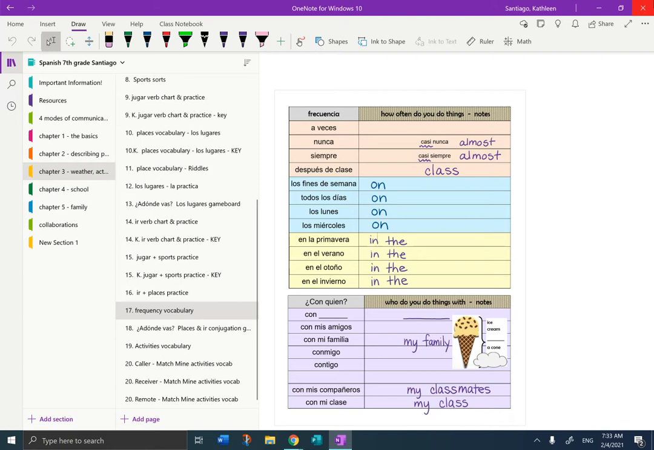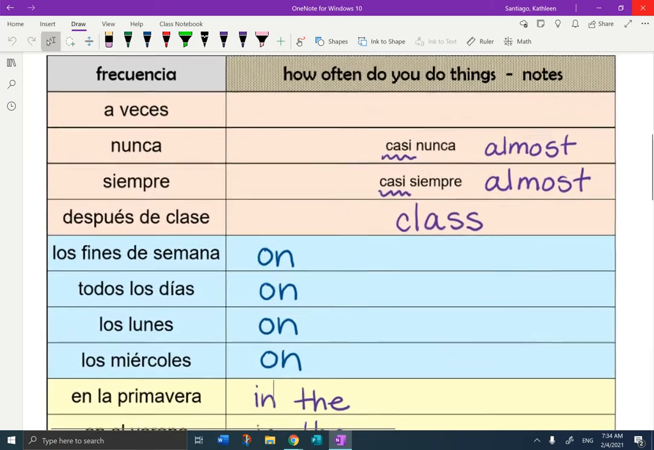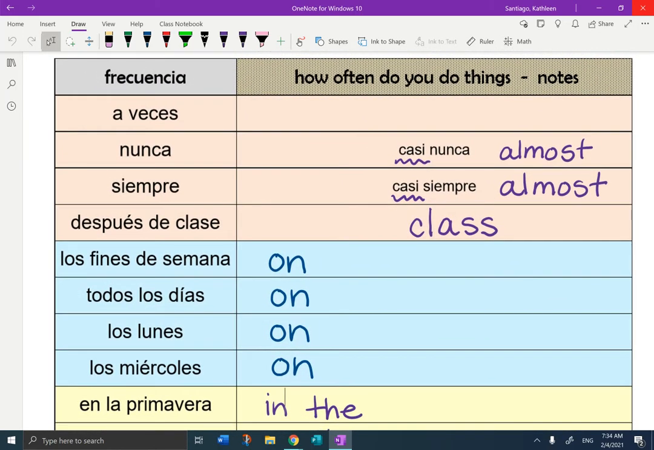This vocabulary goes along with the ir practice and jugar practice so that you can say when you're playing or when you're going somewhere. So, frequency words. I'm in your OneNote, Chapter 3, Frequency Vocabulary. I'm going to eliminate the table of contents and I'm going to make the page big. You can see that I've already put some items in for you.